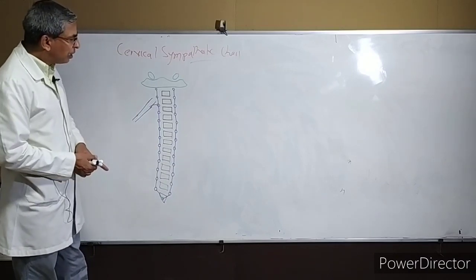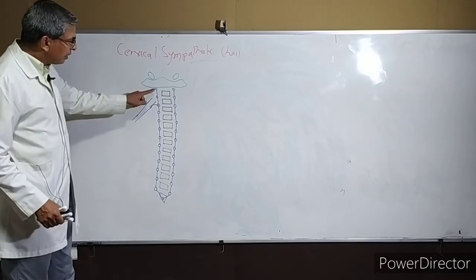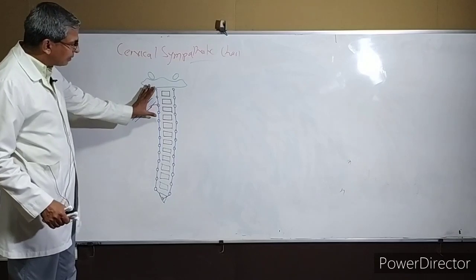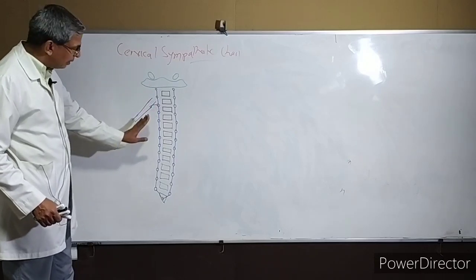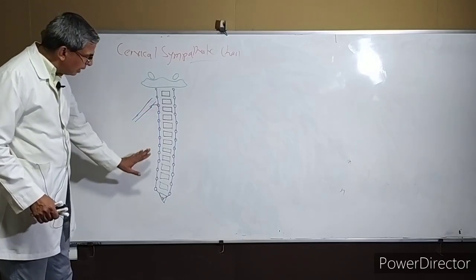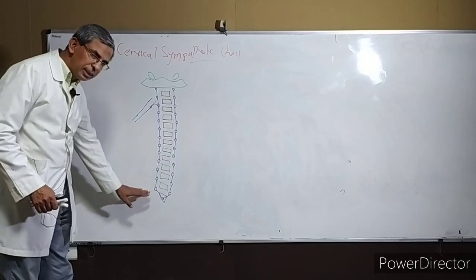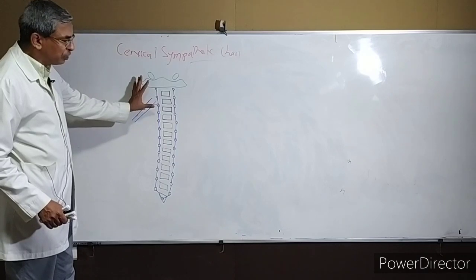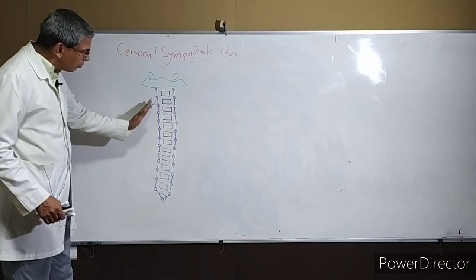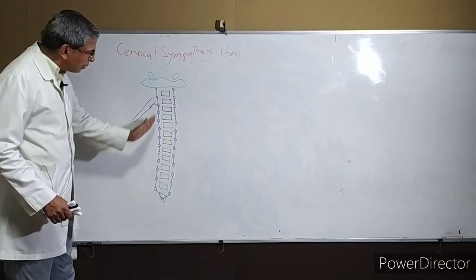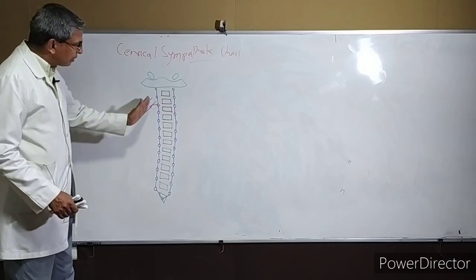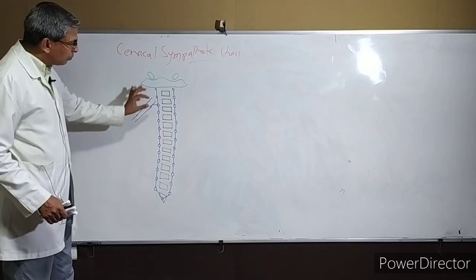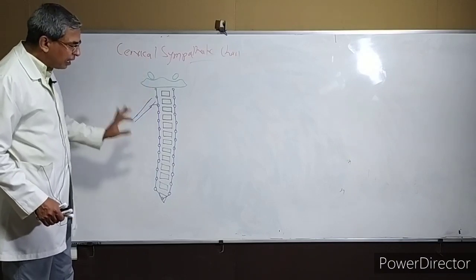Initially, during development, the ganglia are the same in number as the spinal nerves. Suppose there are 8 cervical nerves, then 8 ganglia are there. In the thoracic region there are 12 ganglia, in the lumbar region 5 ganglia, and in the sacral region 5 ganglia. But after some time, a few ganglia fuse with each other, so the number of ganglia is reduced relative to the spinal nerves. In the cervical region, there are 8 nerves, but only 3 ganglia: superior, middle, and inferior.